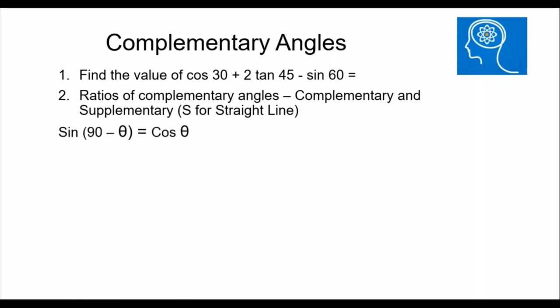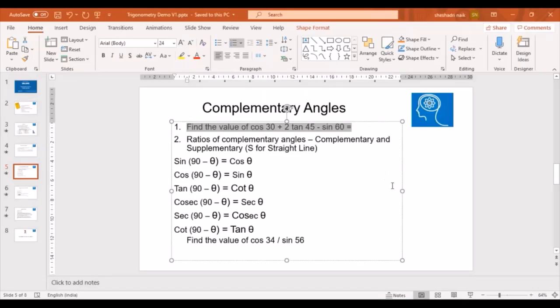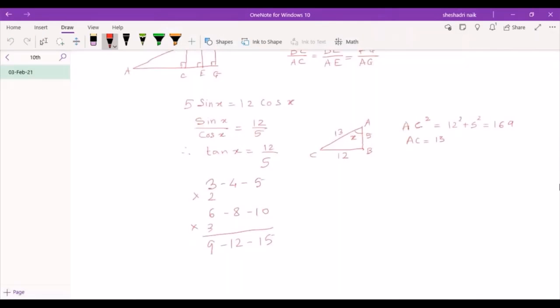Okay, so sine 90 minus theta is equal to cos theta. How? We'll see it using this particular diagram.